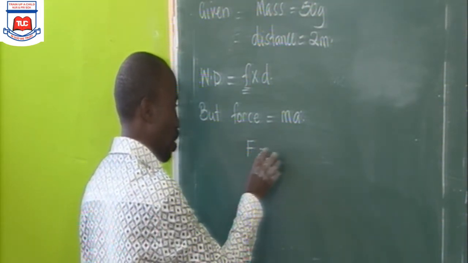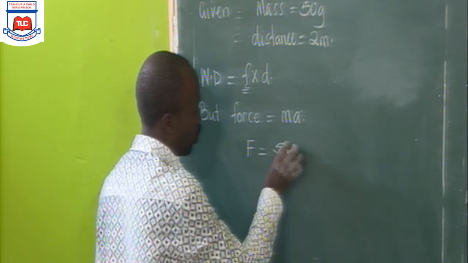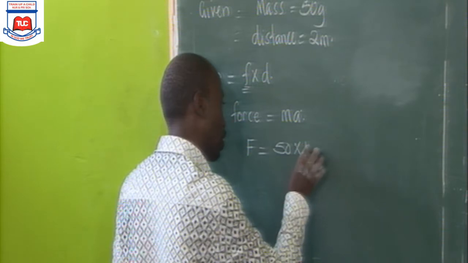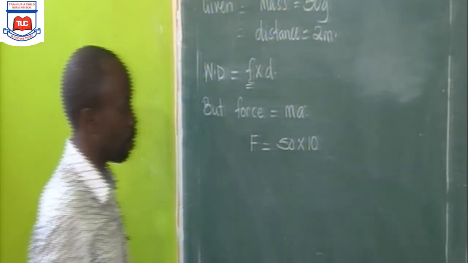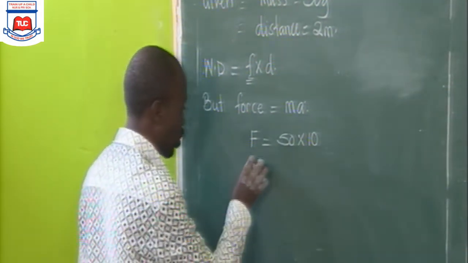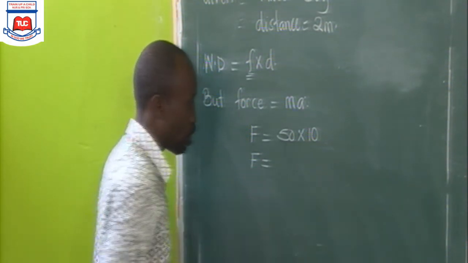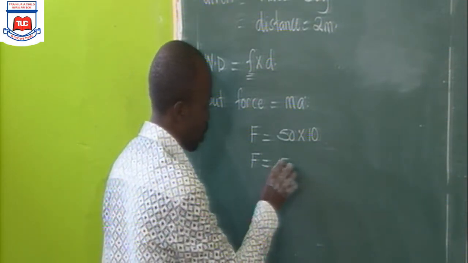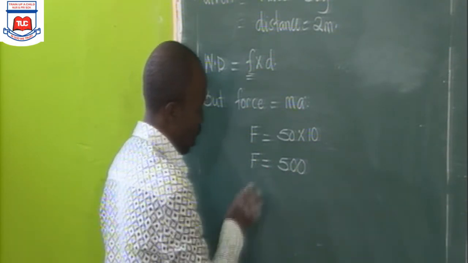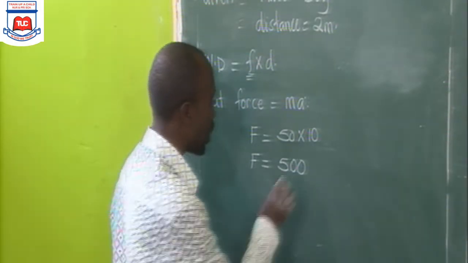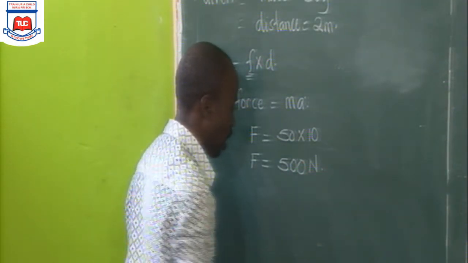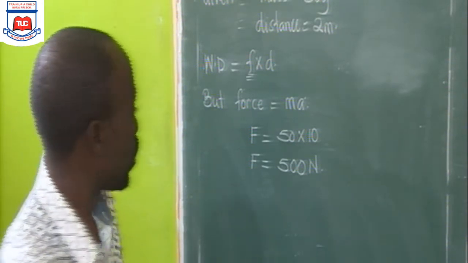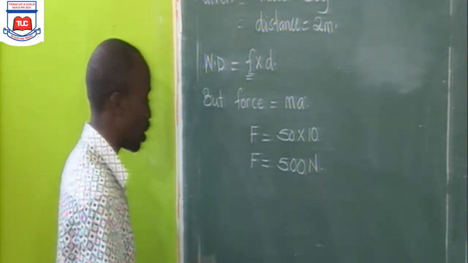Therefore, our force will equal to the mass, which is 50, times acceleration due to gravity, which is 10. Okay? Now, let's look at what we get. Force, therefore, will equal to 50 times 10. That gives us 500. And remember, the unit for force is newtons. But that's not the answer. They asked us to find out work done. Let's go ahead and find out work done.